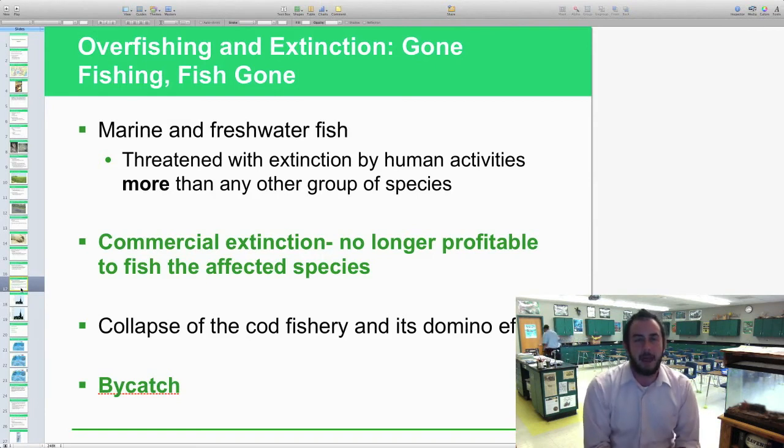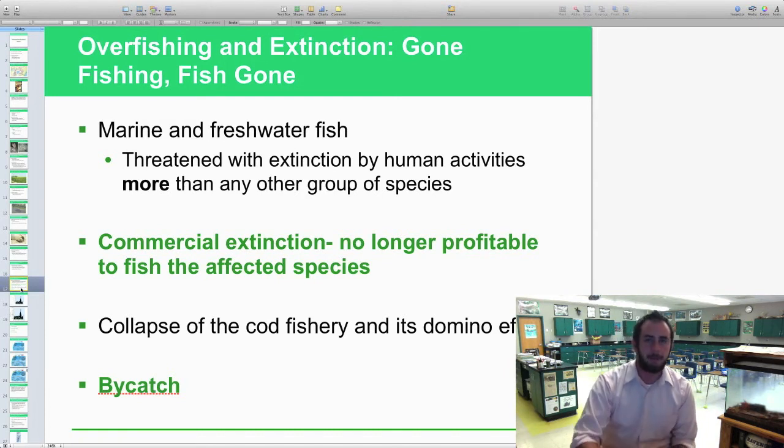Overfishing is another problem, another threat that is upon the marine ecosystem as well as freshwater. It says gone fishing, fish gone. This is the title of this slide, but it is true. The marine and freshwater fish have been threatened with extinction by many human activities, not just fishing.